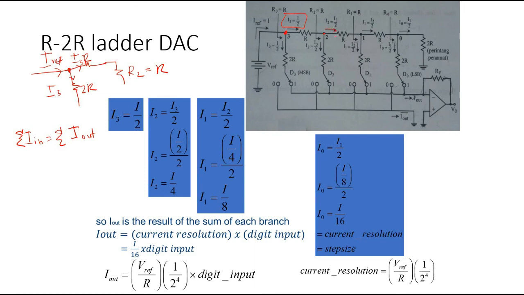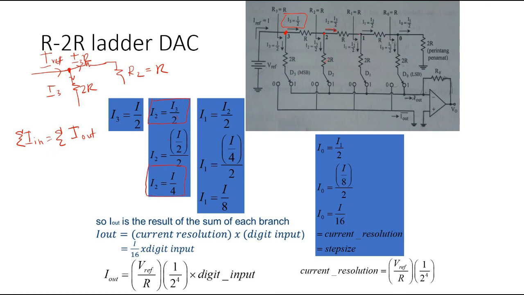Okay, kita nak calculate kat sini I2. So sama juga, resistor into R plus R, R plus R. So resistor ni sama, so I2 equal to I3 divide by 2. Okay, I2 equal to I3 divide by 2. So masukkan I3 ni, I divide by 2. So akan dapat I2 equal to I divide by 4.